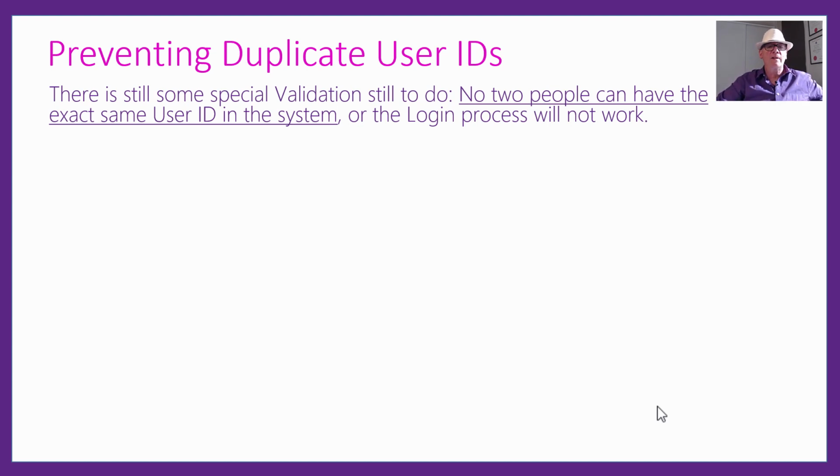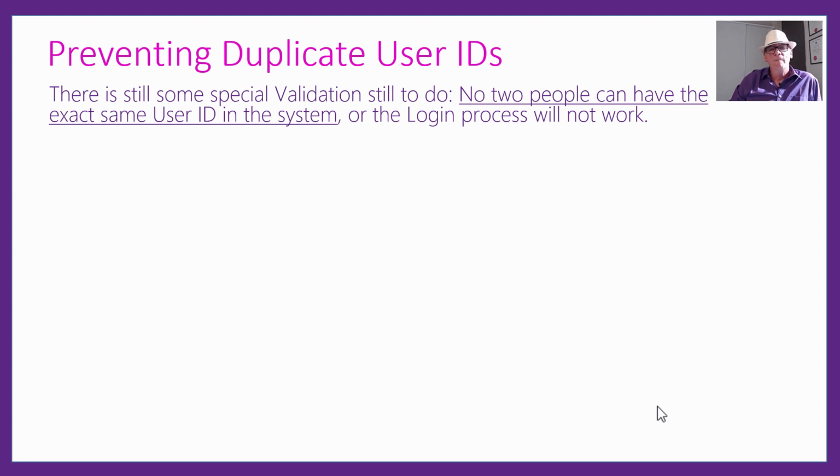which isn't something we've had to do before in validation. And this is a special one. No 2 people can have the exact same user ID in the system, because the login process won't work. So like if both people had the user ID passy and they type it in, you could have 2 different passwords there, and how would you know which one's which and whether they've entered in their actual password for them if you've got 2 of them?